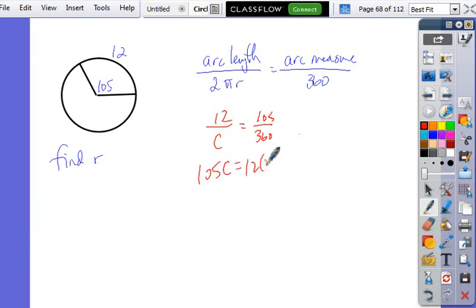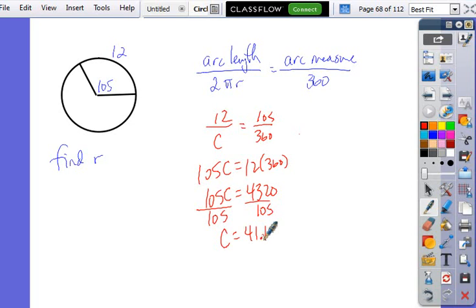105C equals 4320, is that right? Check it, y'all got the calculator. I always use multiply. So then I would divide by 105, 40 something. It's 41.1. Alright, like you said, this is C and I need to find r.